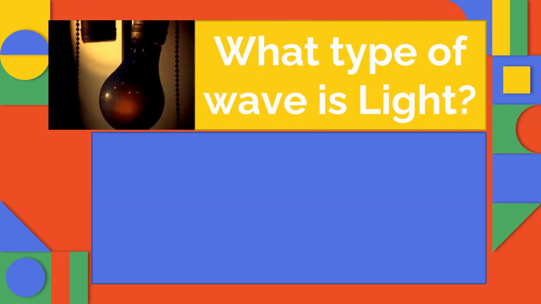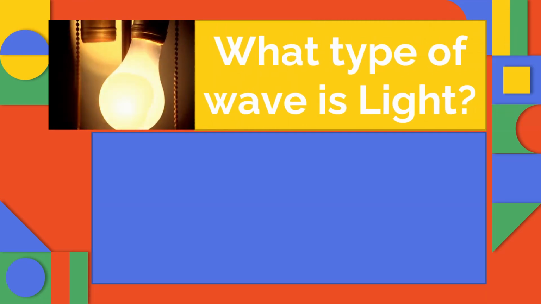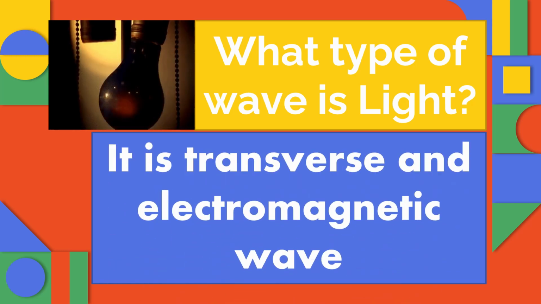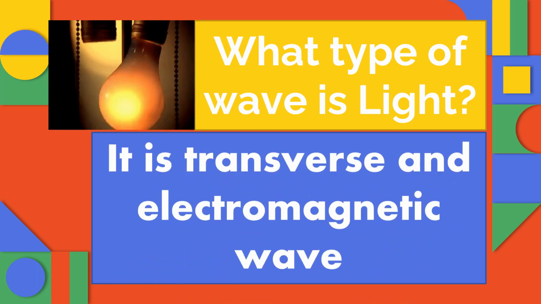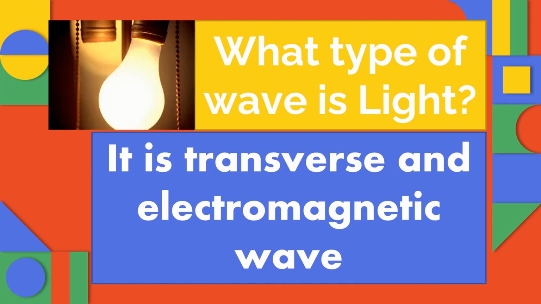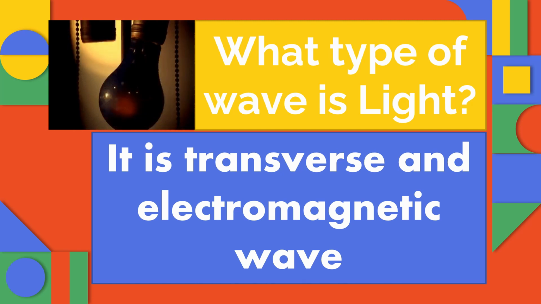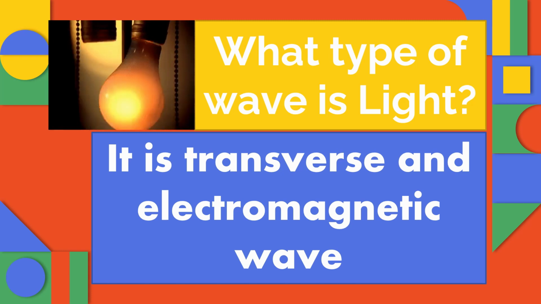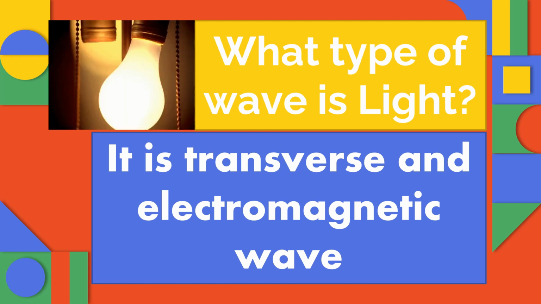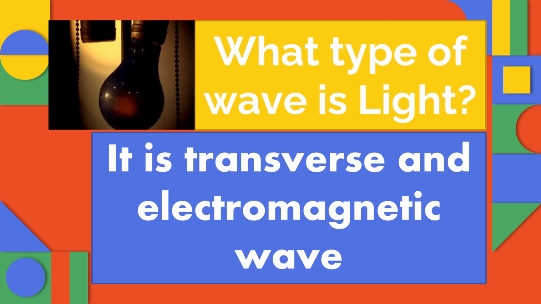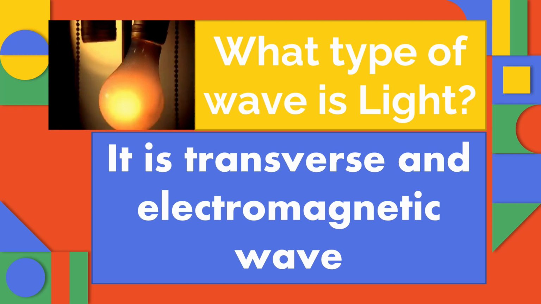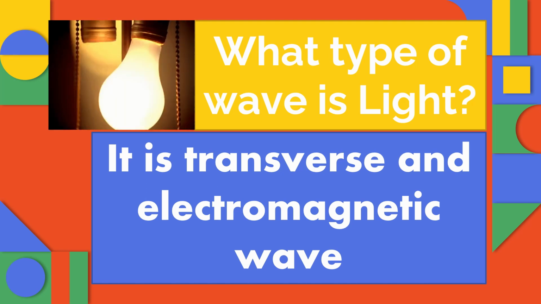Now, what type of wave is light? So, ano bang type ng wave ang light? It is transverse wave and also electromagnetic wave. So, ano ngayon yung electromagnetic wave at ano rin ngayon yung transverse wave? So, kung natatandaan ninyo, nung grade 7 kayo, pinag-aralan ninyo yung iba't ibang klase ng waves. Merong transverse waves, meron ding longitudinal waves.